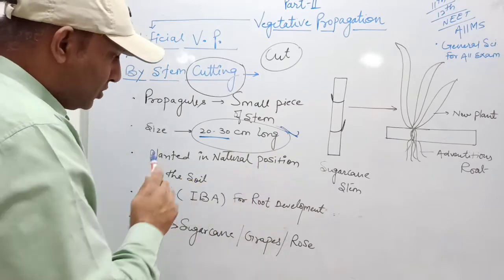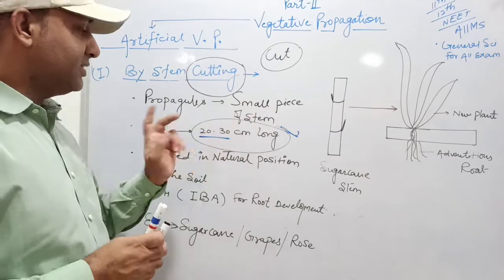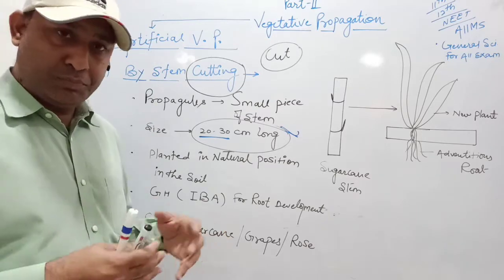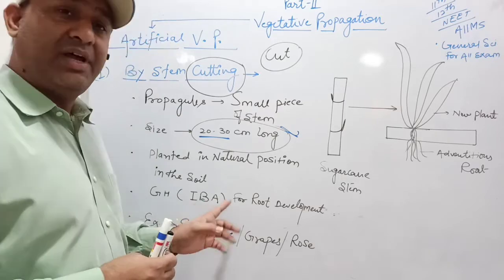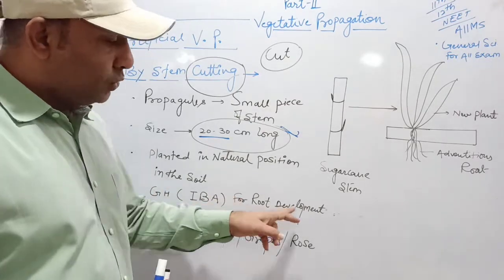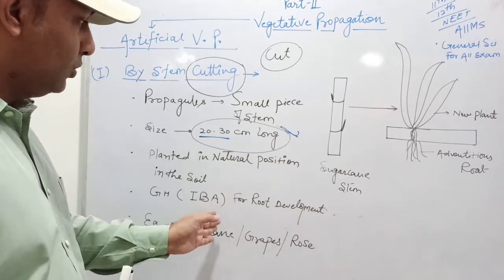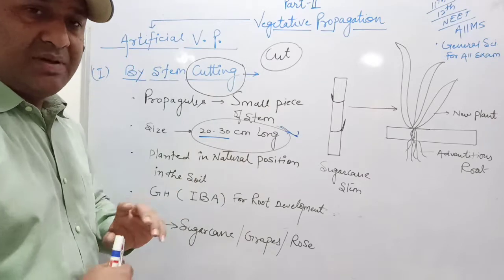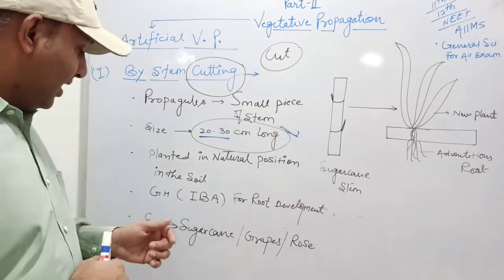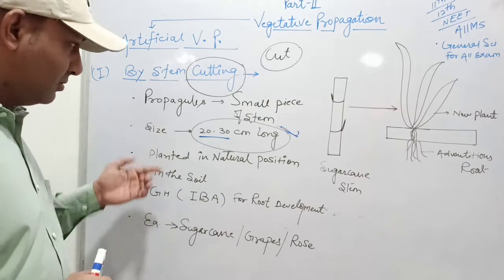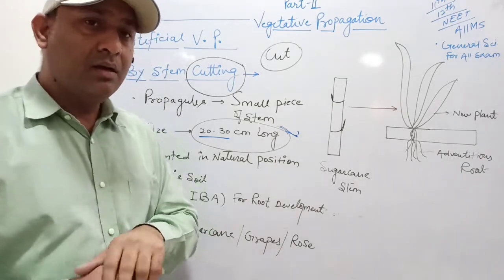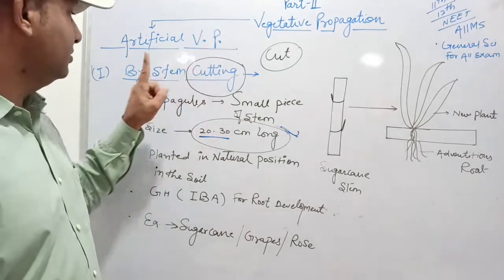Next, the plant in the natural position. After taking the small piece of stem, 20 to 30 centimeter long, we treat it with a growth hormone, a growth promoting phytohormone in the plant, which is IBA, indole butyric acid. Naturally it is called auxin. When we treat it, roots develop. Clear? And after that we transfer it into the soil for growing. Examples of artificial vegetative propagation by stem cutting are sugarcane, grapes and rose.